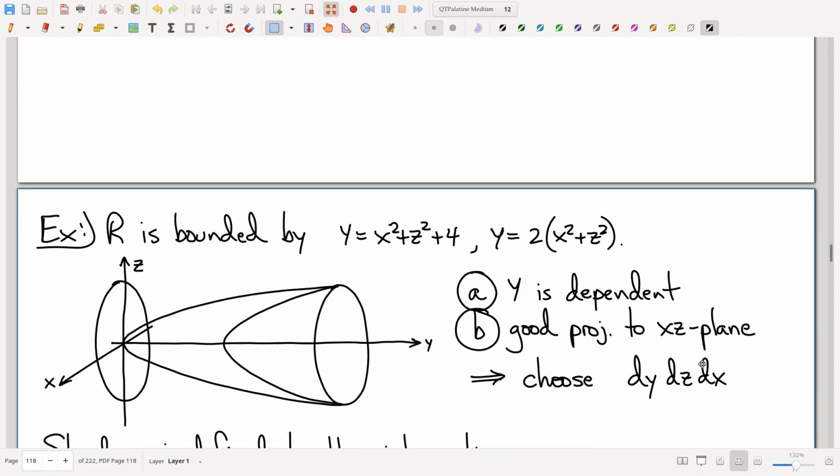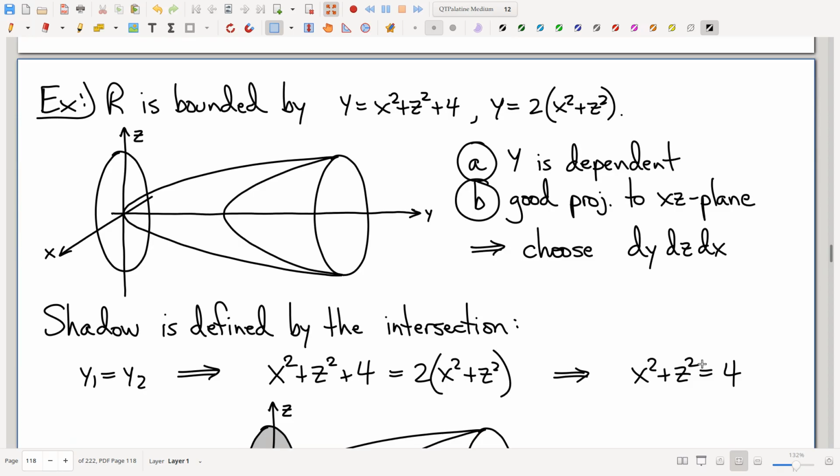All right. Here's another example. Another great example of a projection.